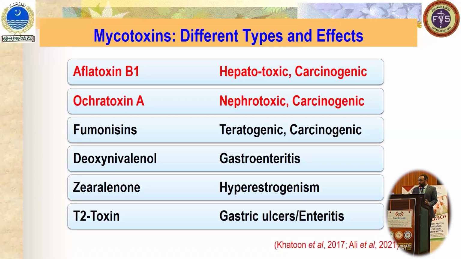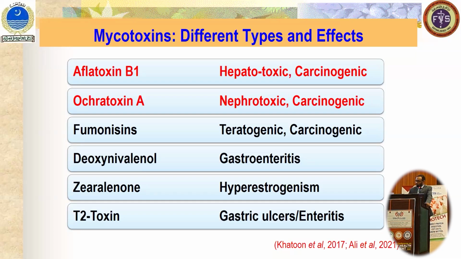Among these toxins, aflatoxin B1 targets the liver, but that doesn't mean it will spare the kidneys. Although its target organ is the liver, it leads to hepatotoxic and carcinogenic effects. Ochratoxin A is nephrotoxic and carcinogenic, and is known for kidney failure. Fumonisins are teratogenic and carcinogenic.